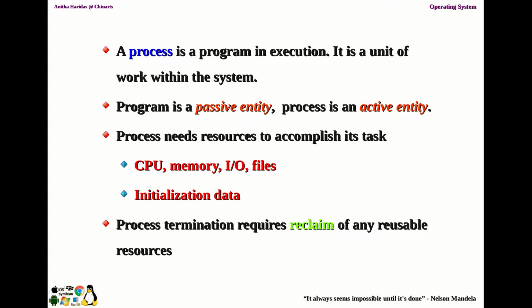Now, all of you know that a program does nothing unless the instructions are executed by the CPU, right? So a program is a passive entity. Why? Because it is not going to do anything unless the instructions are executed by the CPU. Once the CPU starts its execution of a program, the program becomes a process, thereby it becomes an active entity.